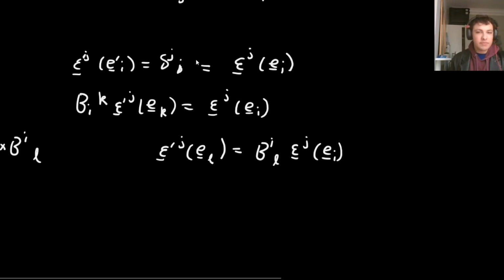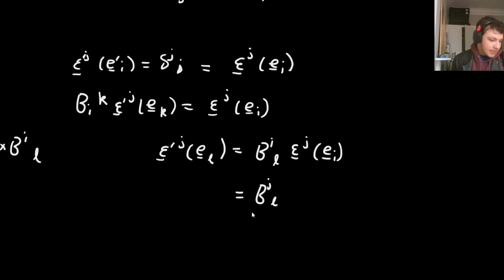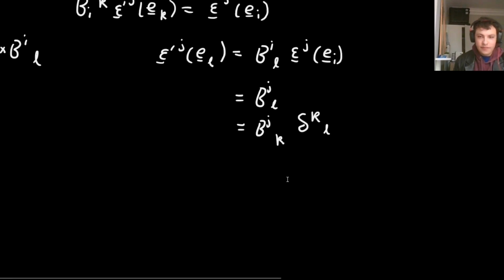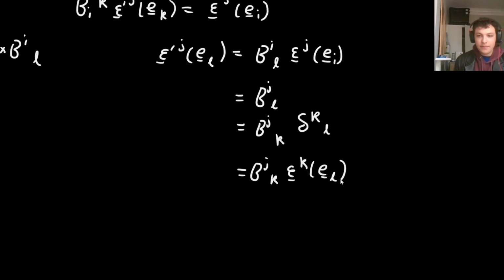But maybe I never needed this. Maybe I could have just said that from the start. And so i is going to swap with j there. Is that what I'm doing? Yep. Is b_jl. And then we're going to re-express that. So b_jl is b_jk delta_kl, which is b_jk epsilon^k e_l.